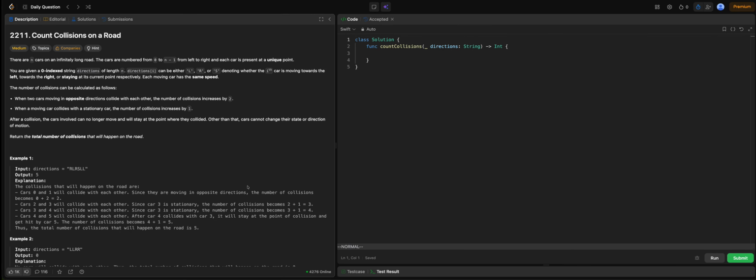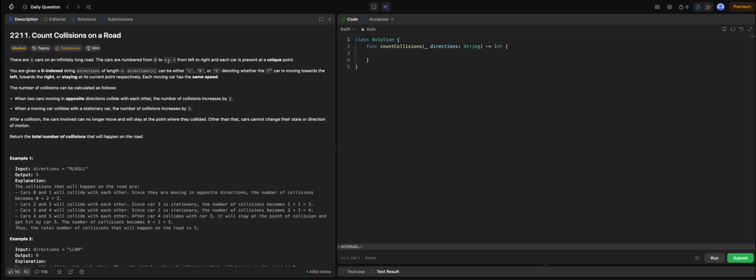Alright, let's solve the Leetcode problem. So the Leetcode problem is 2211. We have to count the collisions on the road. We are given n cars on an infinitely long road. These cars are numbered from 0 to n minus 1.